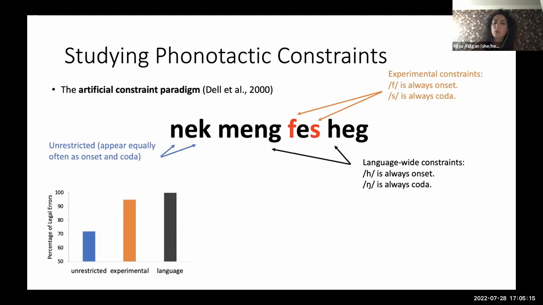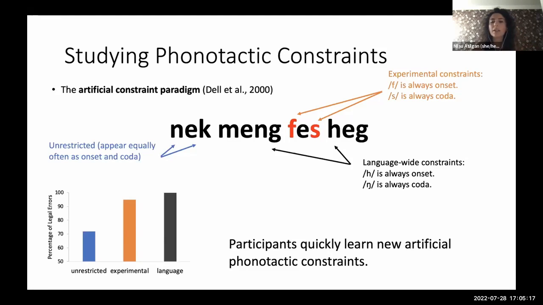They concluded that participants quickly learn new artificial phonotactic constraints. As we see, they were able to catch up to the language-wide constraints that they had been exposed to for several years, even with one experimental session of training.